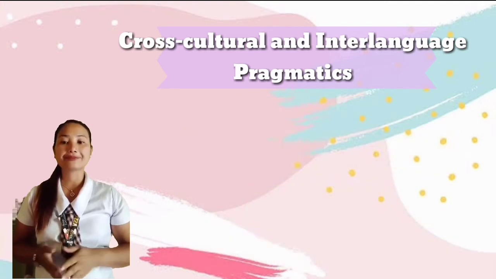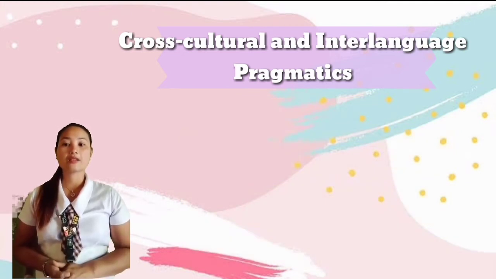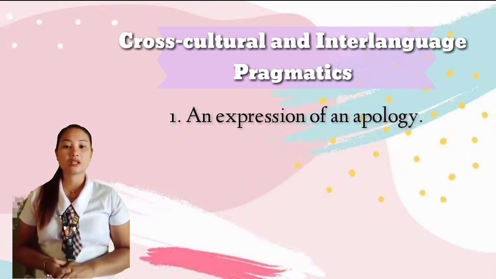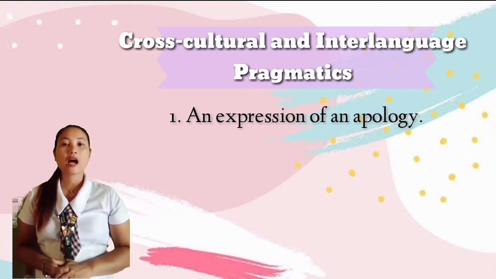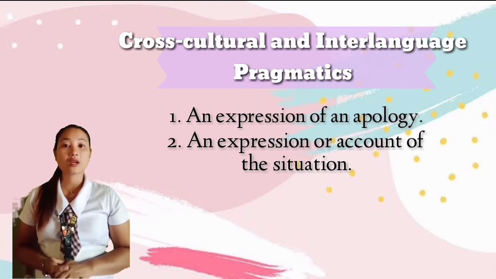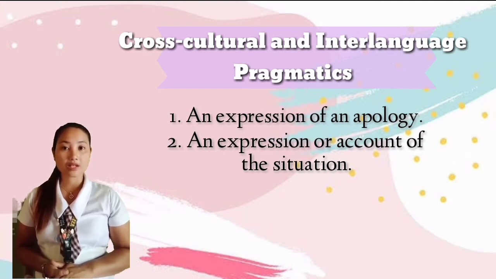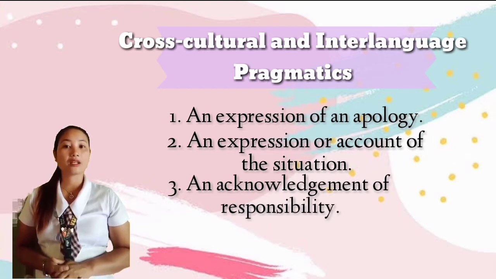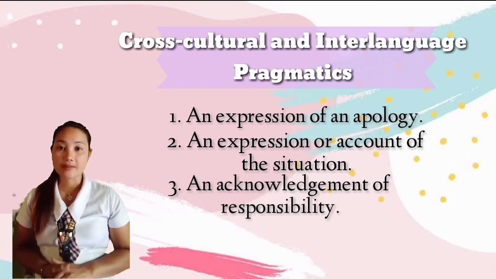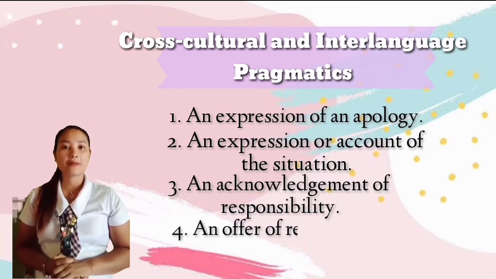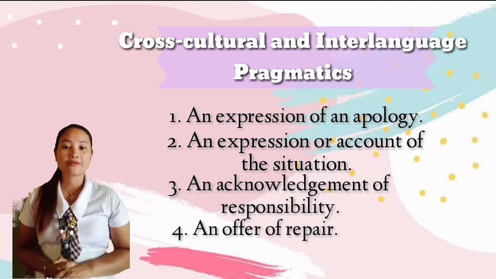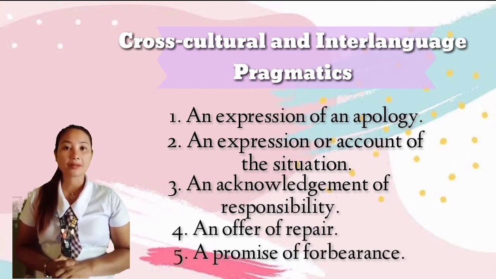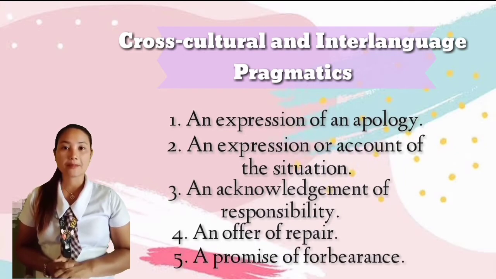There are 5 strategies for apology. First is an expression of apology. Example, an offer of apology: I apologize. Second is an expression of an account of a situation. Example: the bus was late. Third is an acknowledgement of responsibility. Example, accepting the blame: it's my fault. Fourth is an offer of repair. Example: I'll pay for the broken vase. Fifth is a promise of forbearance. Example: it won't happen again.